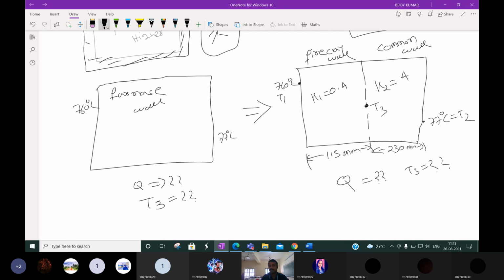So thickness is given, thermal conductivity is given, two walls are there connected in series. So we can say walls are connected in series. Okay, so how to find out this Q? Can anyone say? Please suggest how to find the answer.